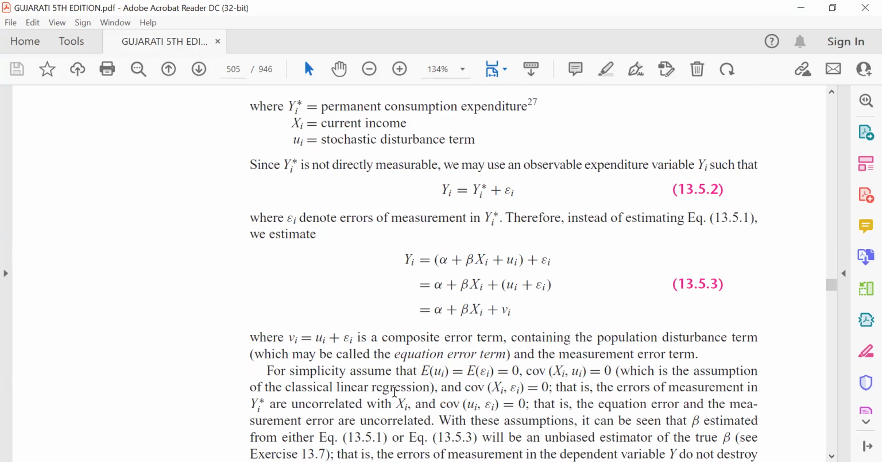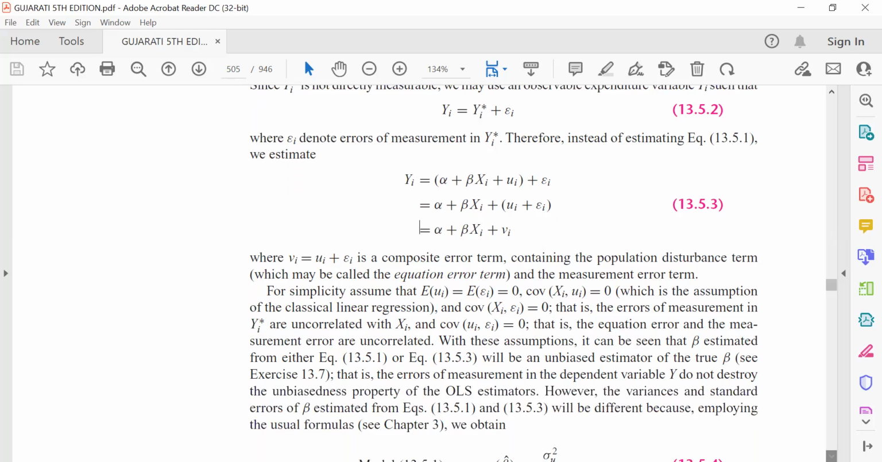For simplicity, assume that the expected value of the residual is 0. The measurement errors in Y are uncorrelated with X, and the covariance of this residual is equal to 0. With these assumptions, the beta estimated from equation 13.5.1 or 13.5.3 will be an unbiased estimator. Measurement error in the dependent variable does not destroy the unbiasedness property of OLS. However, the variance and standard error become bigger.